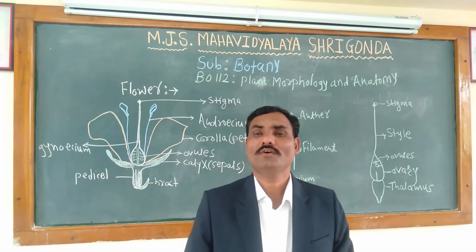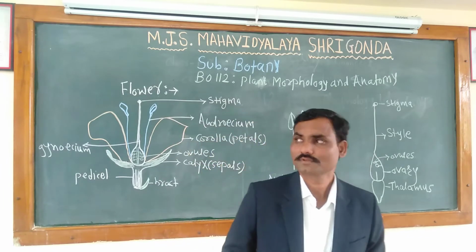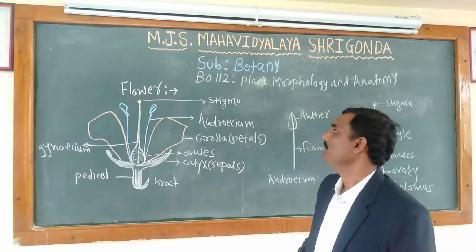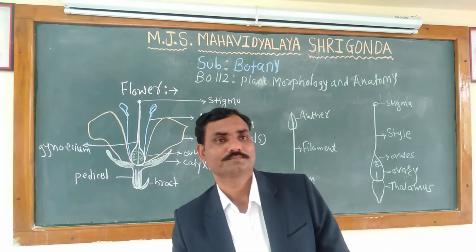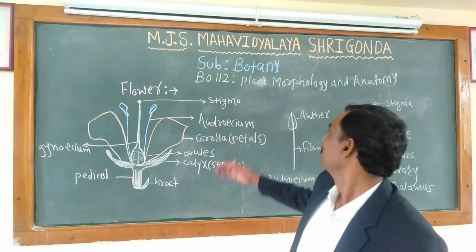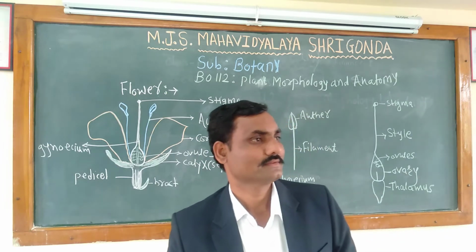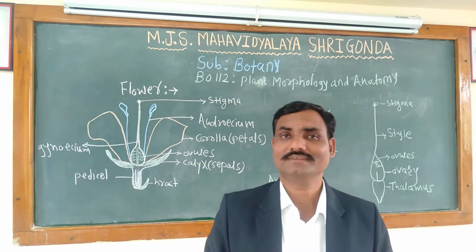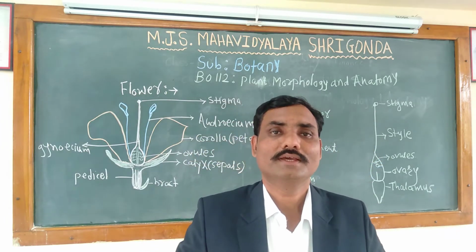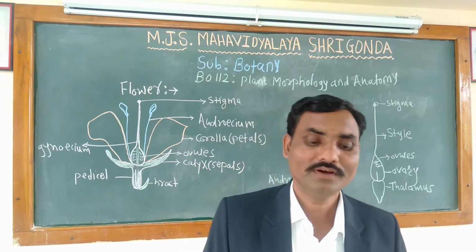There are two papers for FY BSc, paper first and paper second. In the paper second, plant morphology and anatomy, BO 112, I will teach you plant morphology and anatomy paper. In that paper, in the last video, we have discussed the syllabus in detail. In today's video, the chapter number 2, that is morphology of reproductive parts.